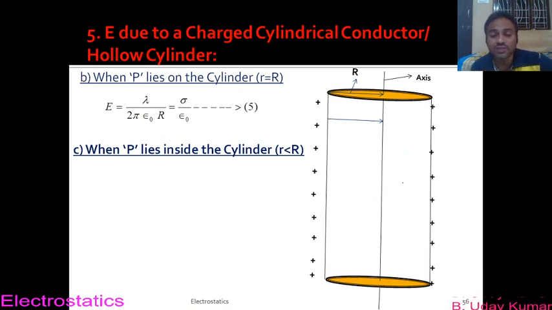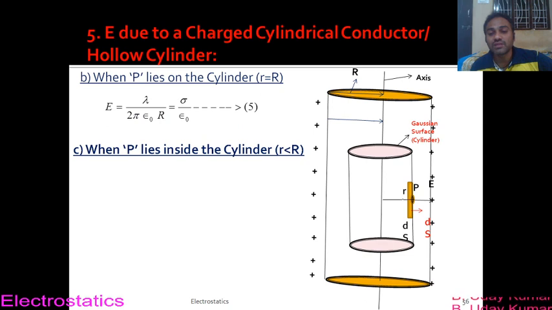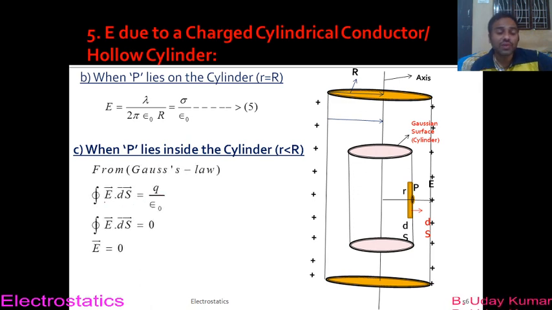Now let us assume that there is a point P which is present inside the cylinder. If I choose that, the diagram will be like this. That means the Gaussian cylinder will move inside the charged cylindrical conductor. Now if you apply electric flux, this is the equation that I am going to get: integral E dot ds is equal to q by epsilon 0. You may take q dash also here.